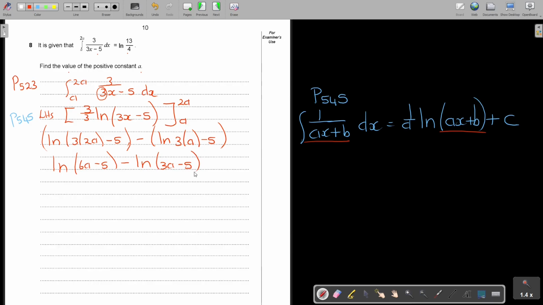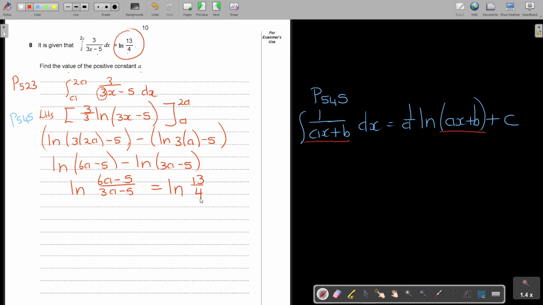I'm busy with logs. So what if it's subtraction? If I want to make it one term, I say ln of 6a minus 5, and I go in division, over 3a minus 5. So there were two terms, now it's just one. But now that is equal to ln 13 over 4.